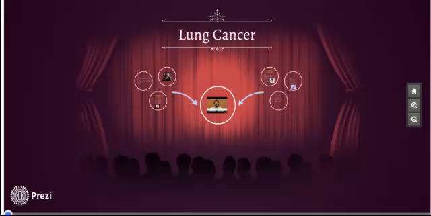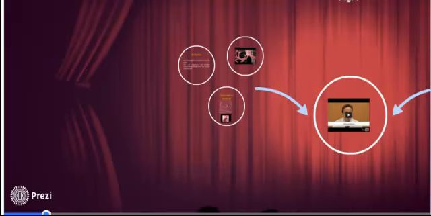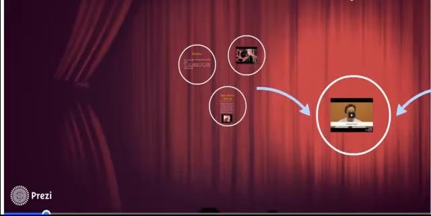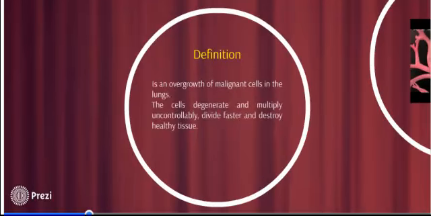Hi, this time I'm going to talk about lung cancer. Lung cancer is an overgrowth of malignant cells in the lungs. The cells degenerate and multiply uncontrollably, divide faster and destroy healthy tissue.